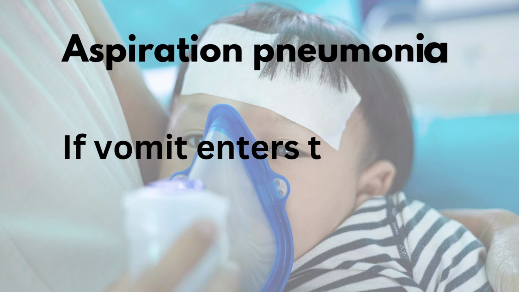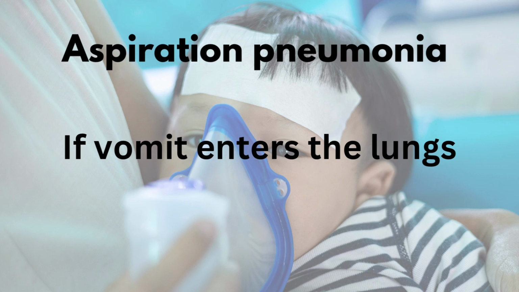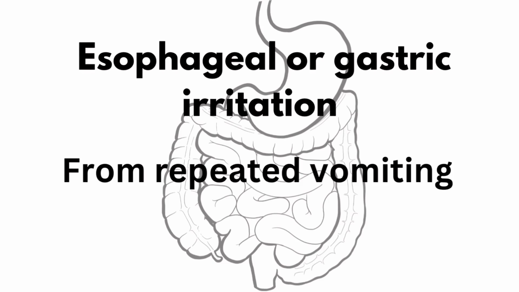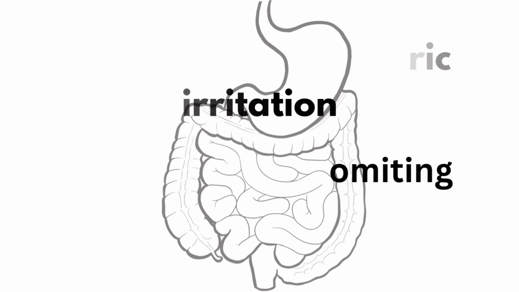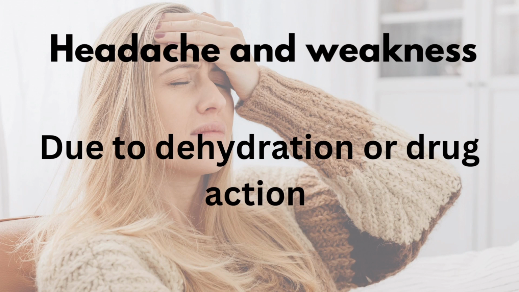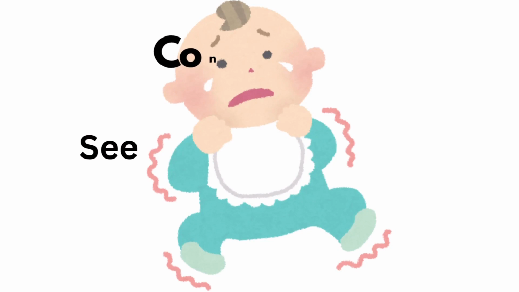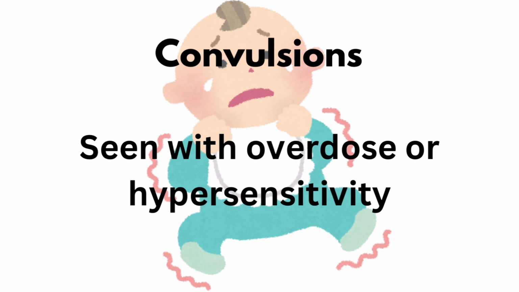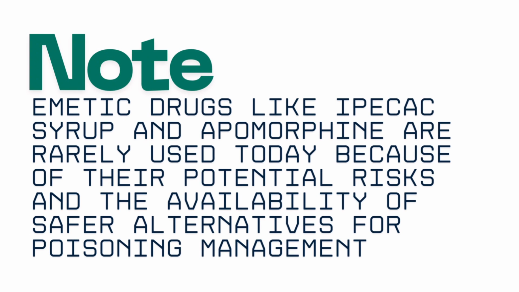Sixth is aspiration pneumonia, if vomit enters the lungs. Seventh is esophageal or gastric irritation, from repeated vomiting. Eighth is headache and weakness, due to dehydration and the drug's action. And last is convulsions, seen with overdose and hypersensitivity. Emetic drugs like Ipecac syrup and apomorphine are rarely used today because of their potential risks and the availability of safer alternatives for poisoning management.